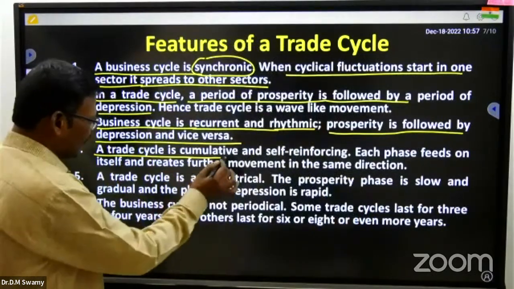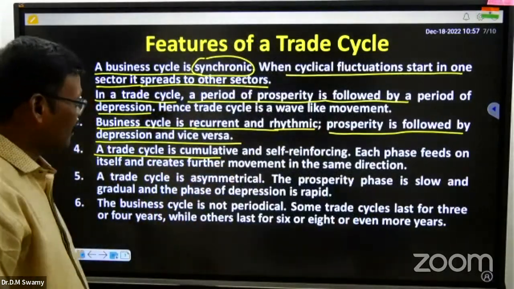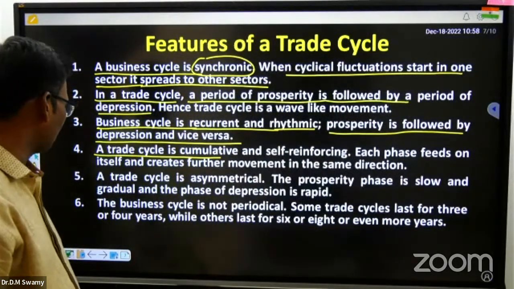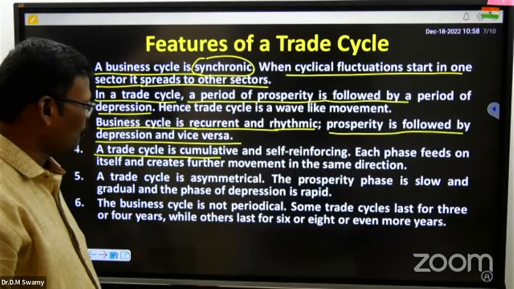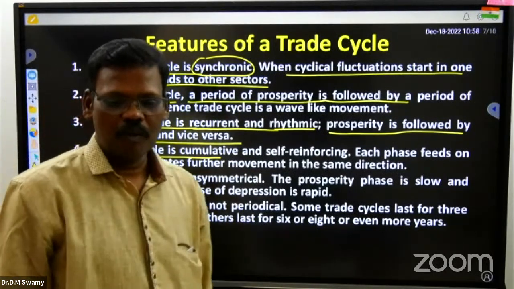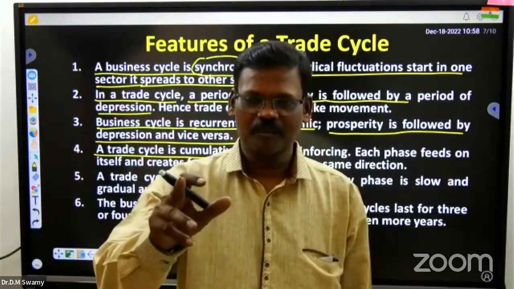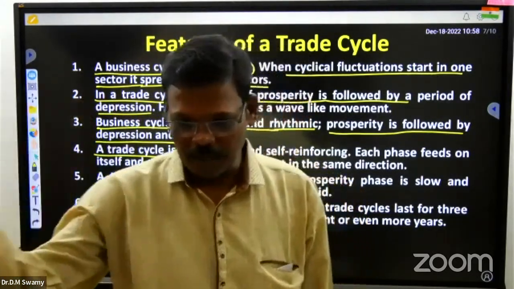A trade cycle is cumulative and self-reinforcing. That is, each phase builds on itself and creates further movement in the same direction. So we can say it is a cause-effect relation: this is the cause, that will be the effect.